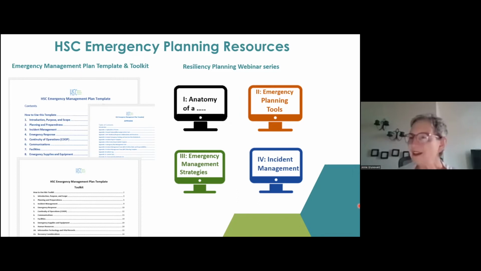The first one was called Anatomy of a Well-Planned for Disaster. It's great for folks that don't have much background in emergency management. It also focuses on emergency management in a human services organization. So if you have new staff that are coming on and you'd like them to get a good sense of the language, what it means, the cycle of emergency management, it's a great one to start with.